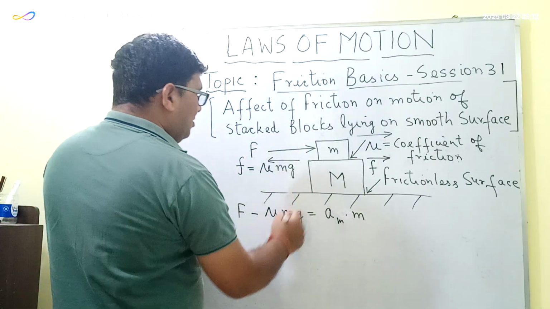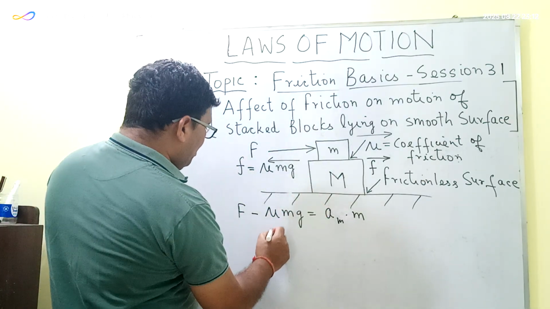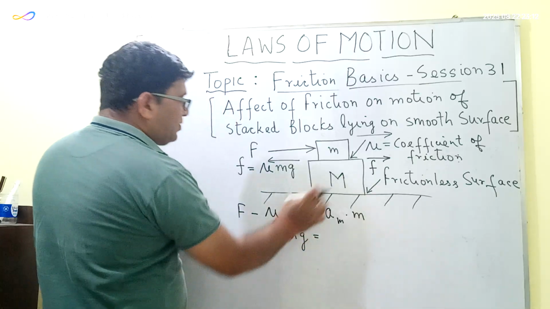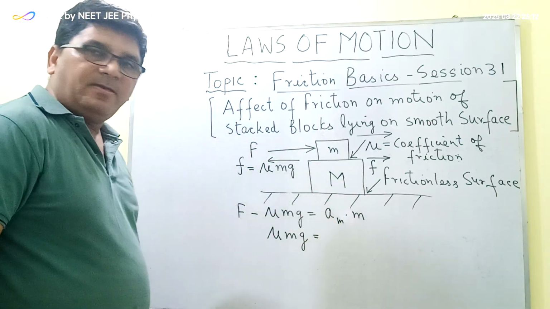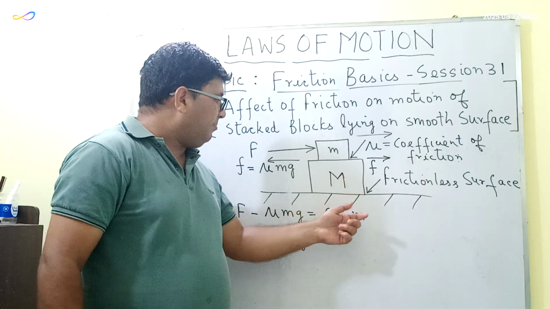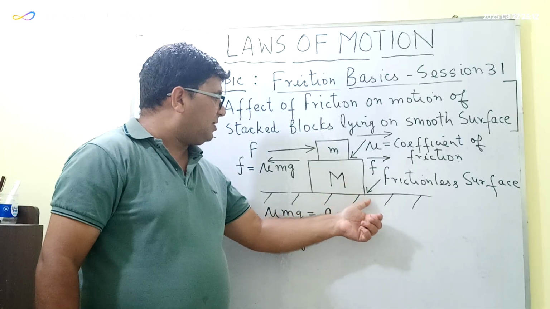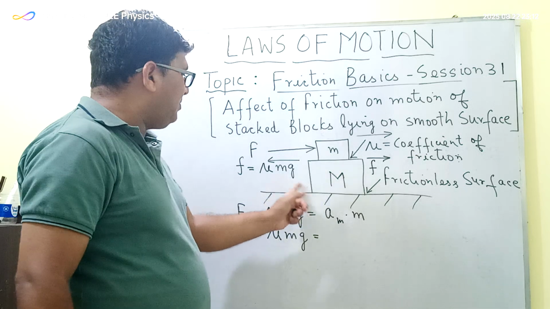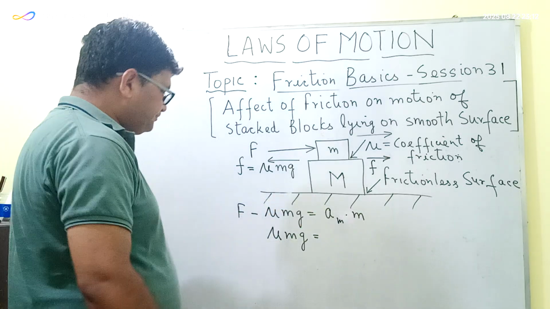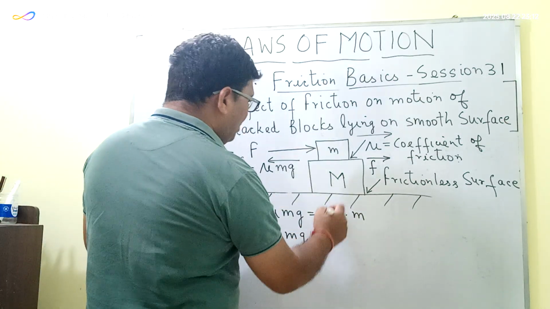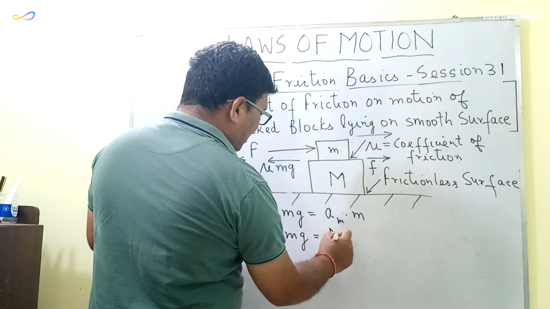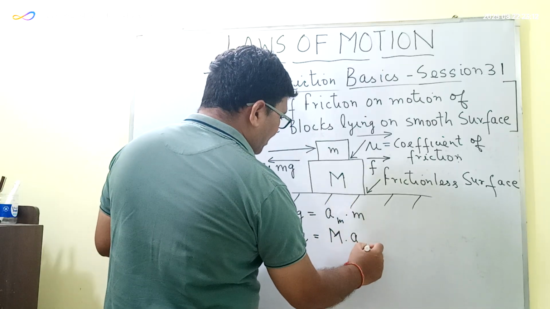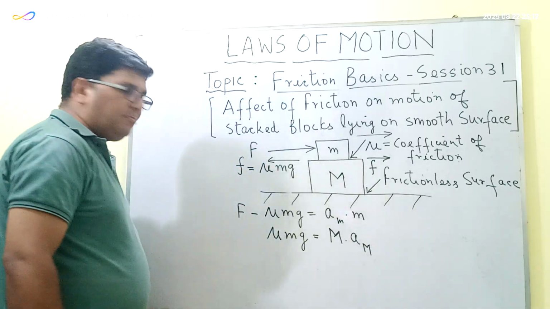So mu mg, this is the net force acting on the block of mass capital M, because the surface on which this block is resting is frictionless. तो यहाँ पे कोई भी फ्रिक्शनल फोर्स जनरेट नहीं होगा. So mu mg will be equal to mass into acceleration. Mass capital M, and let us say the acceleration produced in this block is a capital M.